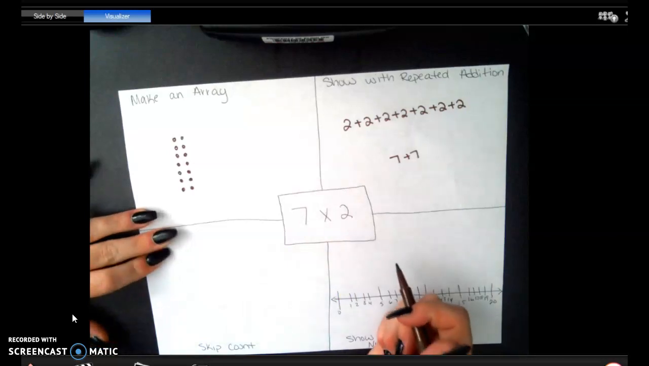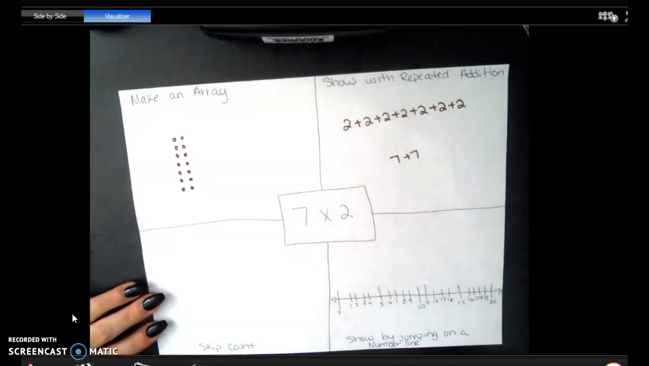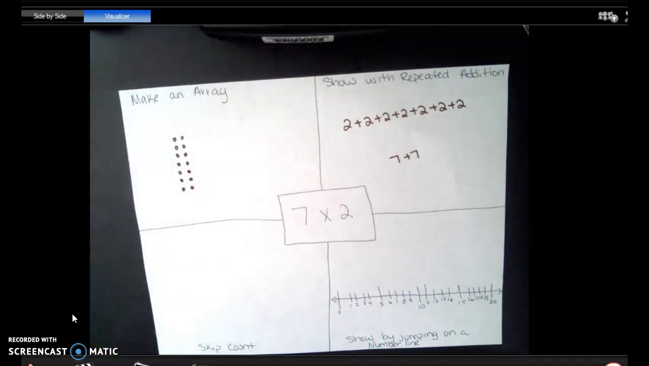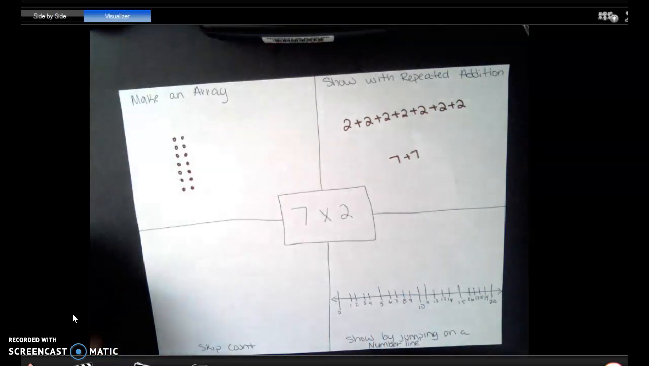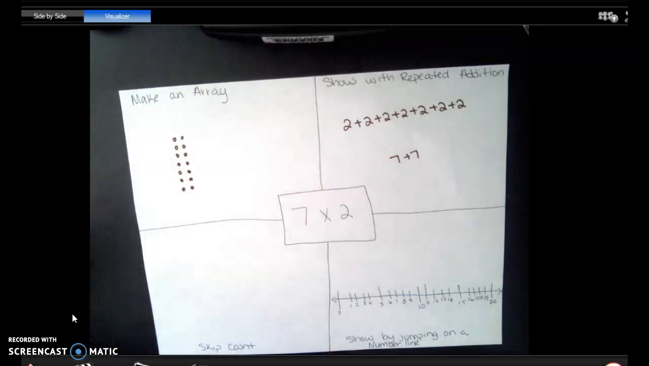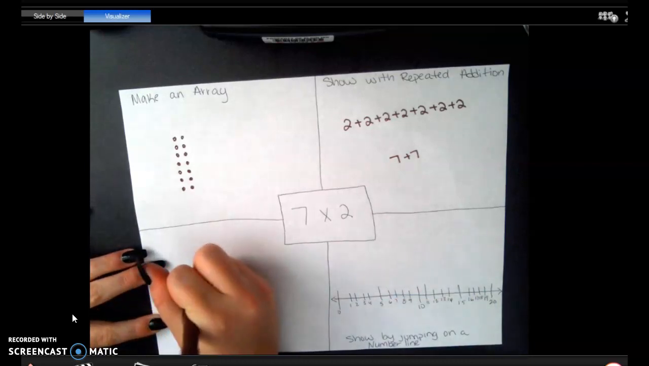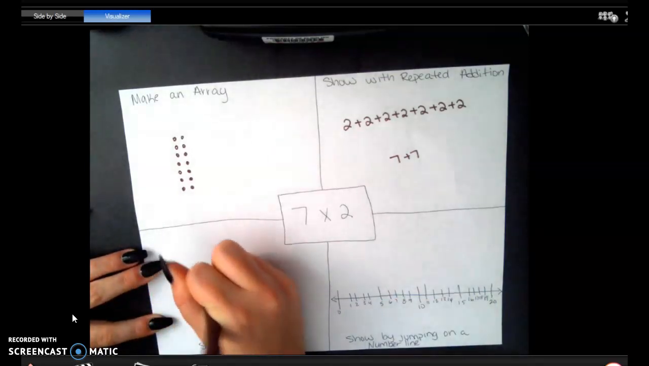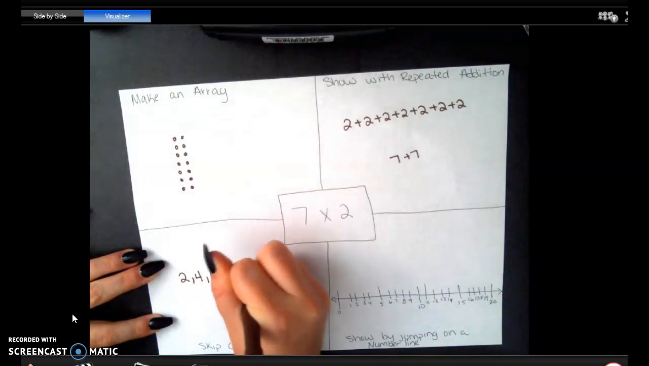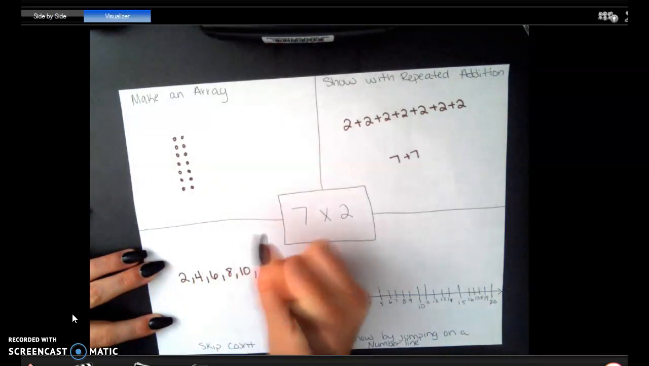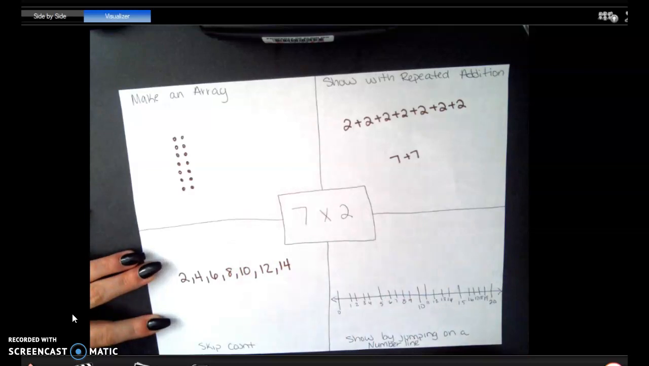So, now we are going to represent 7 times 2 using skip counting. What this means is we're going to count by 2's. 2, 4, 6, 8, 10, and so forth. But we're going to count by 2's 7 times. So let's do this together. 2, 4, 6, 8, 10, 12, 14.